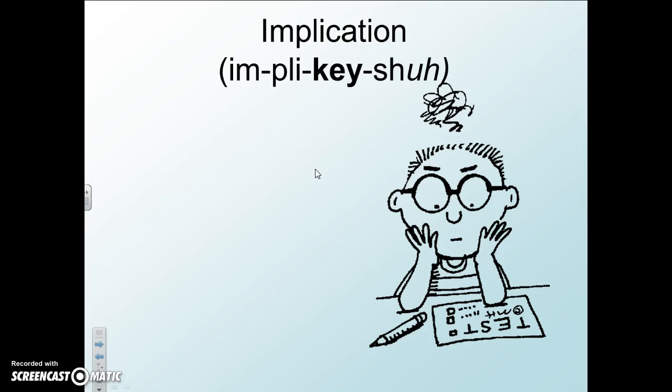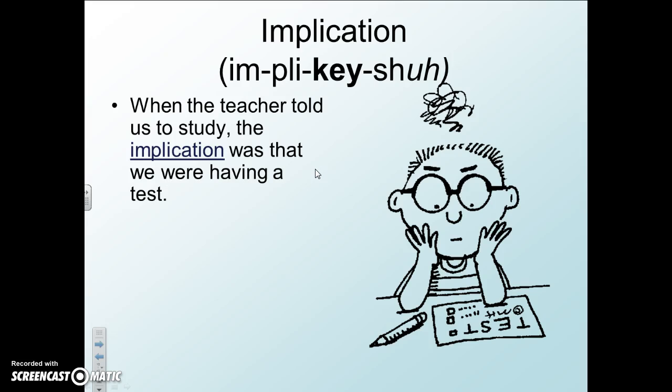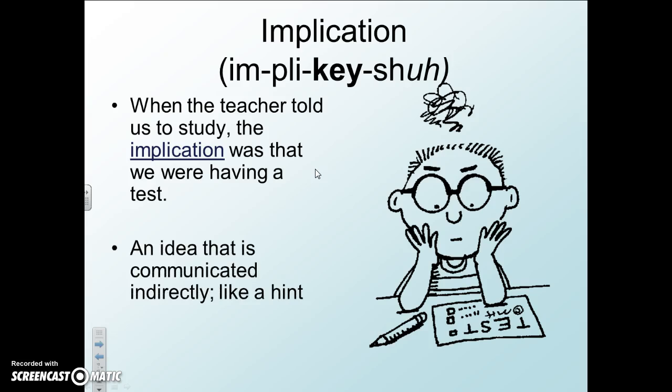Next, implication. When the teacher told us to study, the implication was that we were having a test. So you know when the teacher says something like, it would be a good idea to learn these words carefully, the implication of that statement is the idea that's communicated indirectly. It's like a hint. So when you see someone smiling, the implication is they're happy. When you see someone crying, the implication is that they're sad. An implication is something a person tells you without saying it directly. It's a hint.